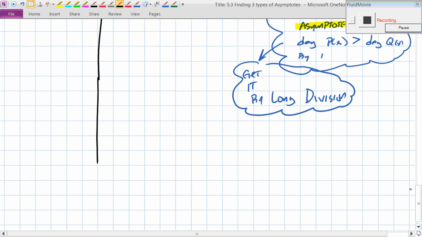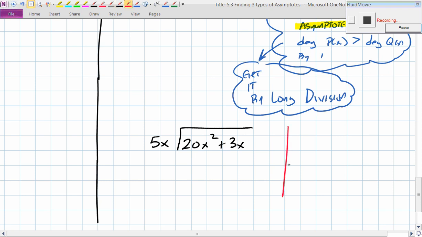All right, so here we go. We're going to find the oblique asymptote here. Ready? It's going to be 20x squared plus 3x all divided by 5x. This is easy. And the reason it's easy is because you're just looking for y equals mx plus b. As soon as you have that, you can stop, because you're looking for a line, after all, correct? An oblique asymptote is just a line. So here we go.